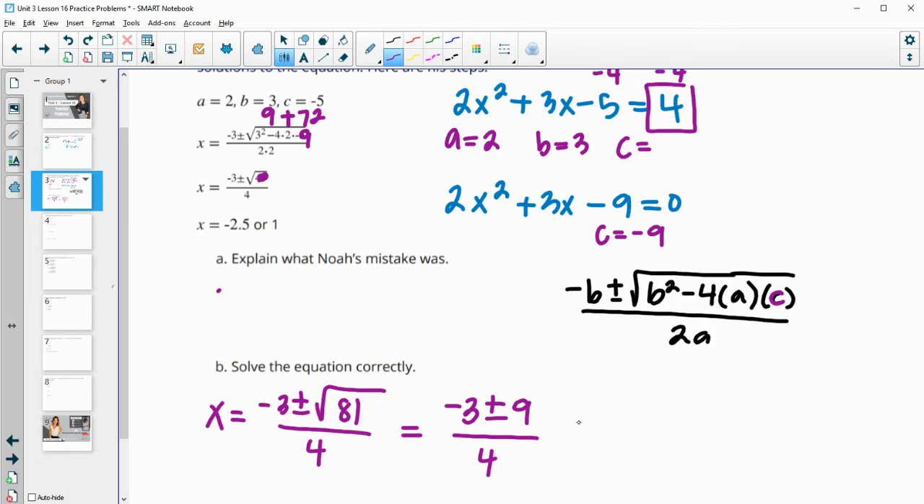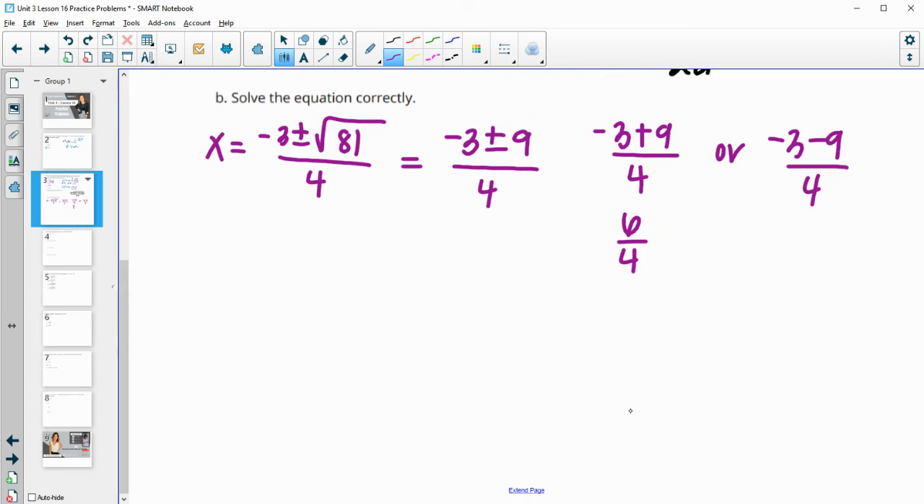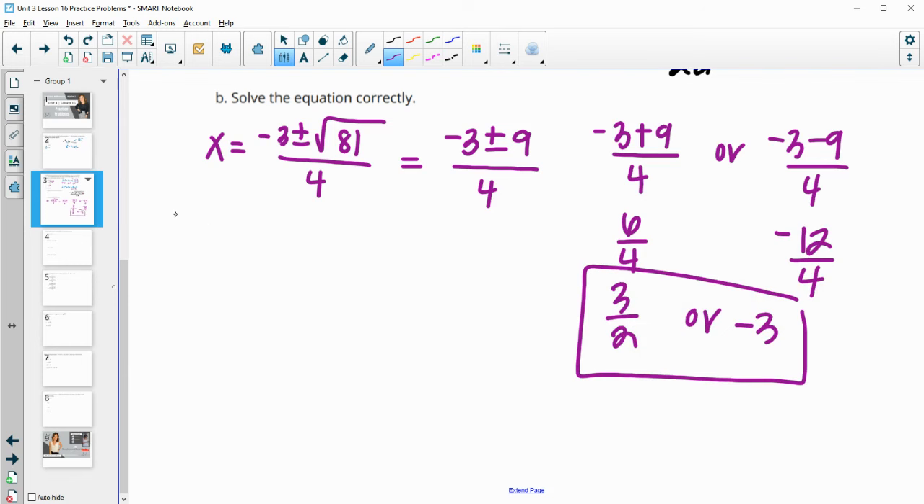Then we'll calculate each of these. The first solution we have is negative 3 plus 9 divided by 4. The second one is negative 3 minus 9 over 4. So negative 3 plus 9 is 6 over 4, which simplifies to 3 halves. Or negative 3 minus 9 is negative 12, divided by 4 is negative 3. So these are the two solutions he should have gotten.